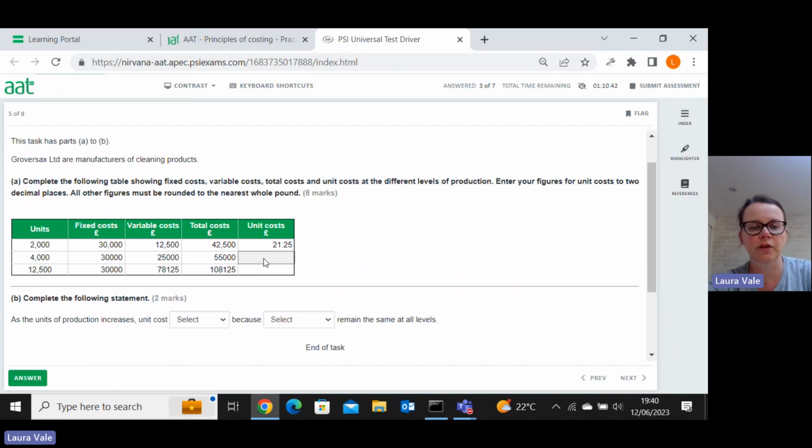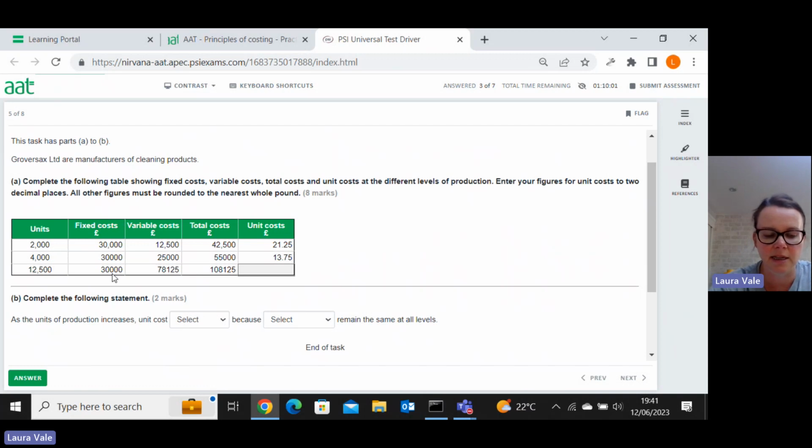So to get the unit cost figure, and if you get something like this where they've filled it in for you, just double check that what you think actually works for the one that they've given you. So if I've got 42,500 for total cost of 2,000 units, I'll do 42,500 divided by 2,000, which is indeed £21.25. So then let's do the next one. We've got 55,000 divided by 4,000, which works out at 13.75. We can see the effect of spreading those fixed costs over a greater number of units.